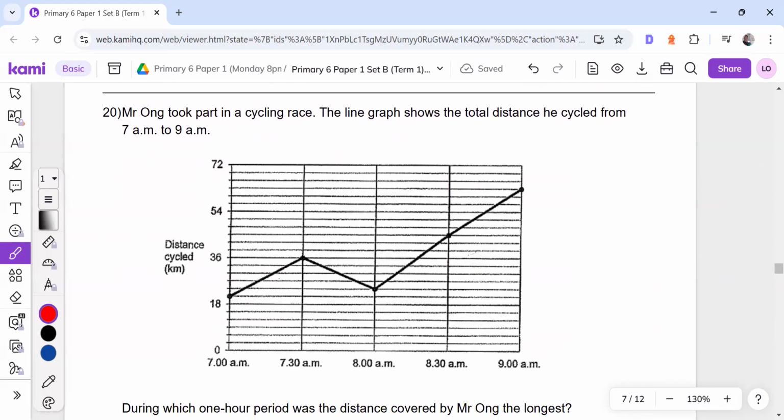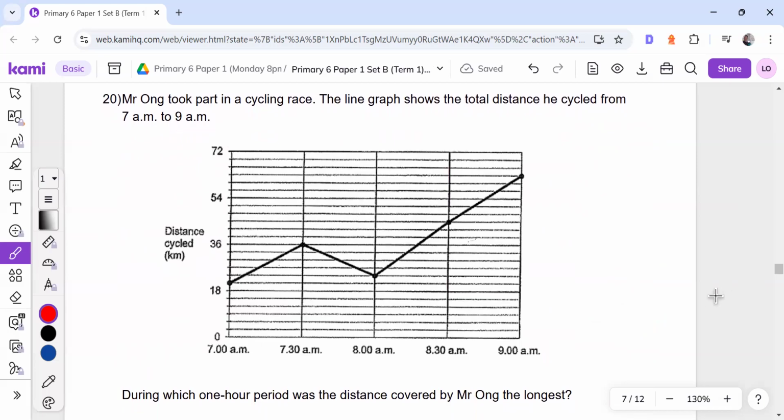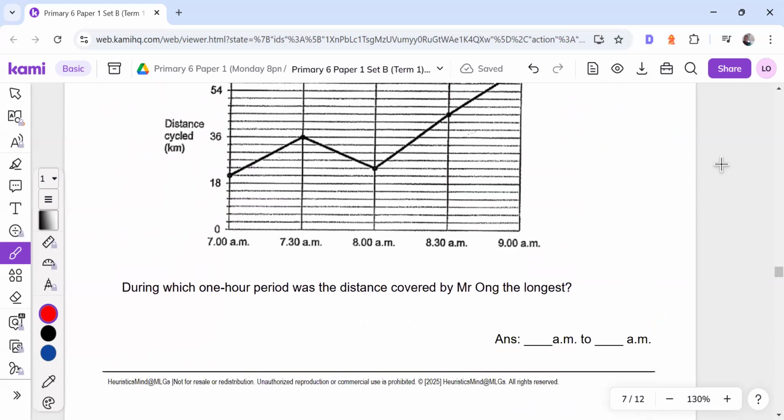Question 20. Question 20, what's the answer? Okay, question 20, there's a last typo error. It's supposed to be which half an hour period. Okay, which half an hour period was the distance covered? So my apologies, if you have put down 8 to 9 a.m., I will still give you full marks. All right, if you put 8 to 9 a.m., I will still give you the marks. But it's supposed to be which half an hour period.